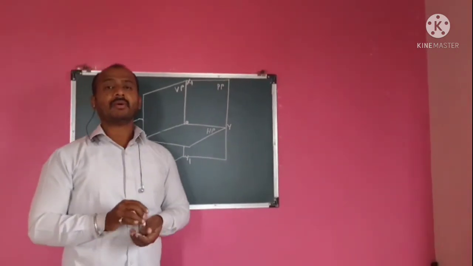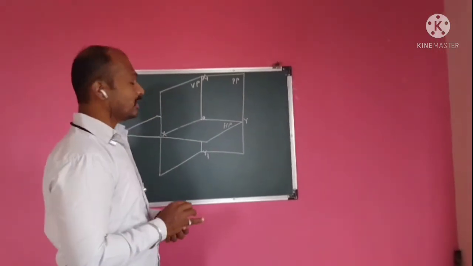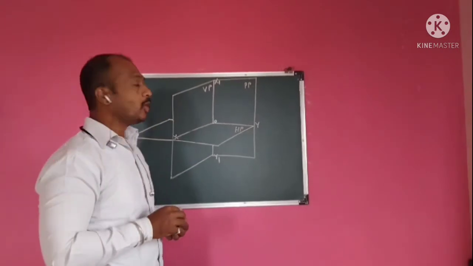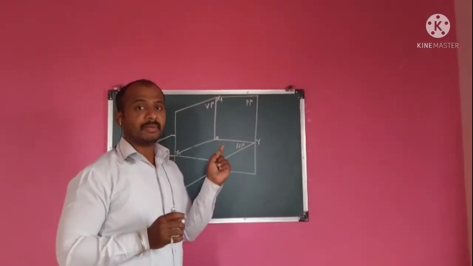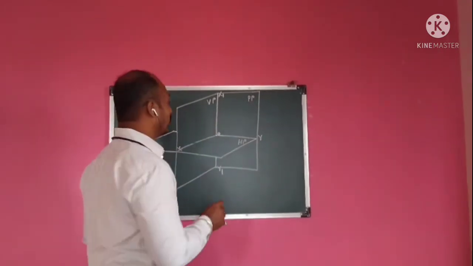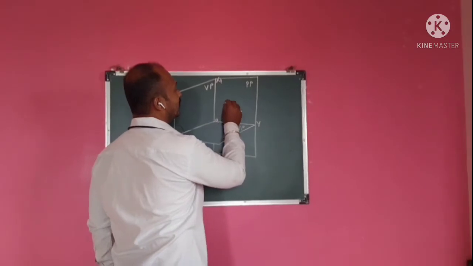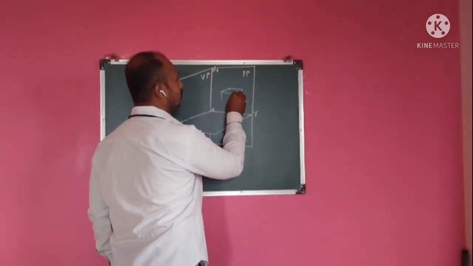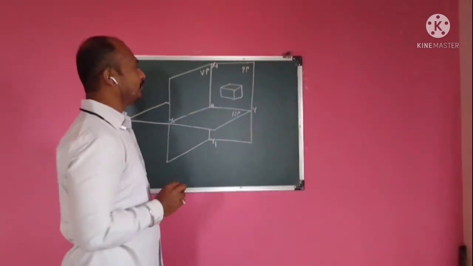Now we learn what the first angle method and the third angle method are. First of all, we learn about the first angle method. In the first angle method, the object lies in the first quadrant. Say the object lies in this quadrant like this. Suppose this is the object. It lies in the first quadrant.